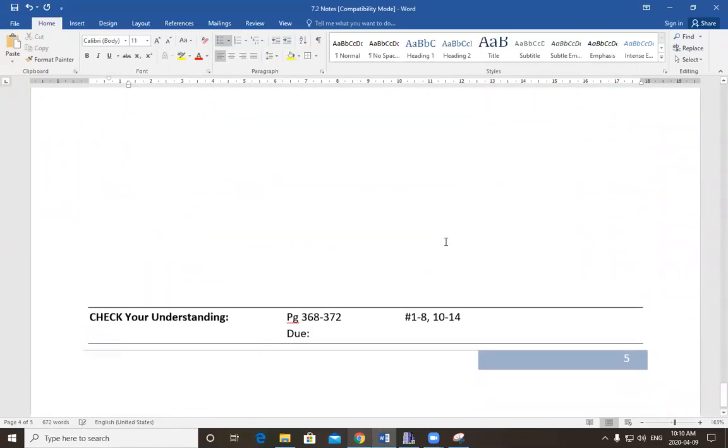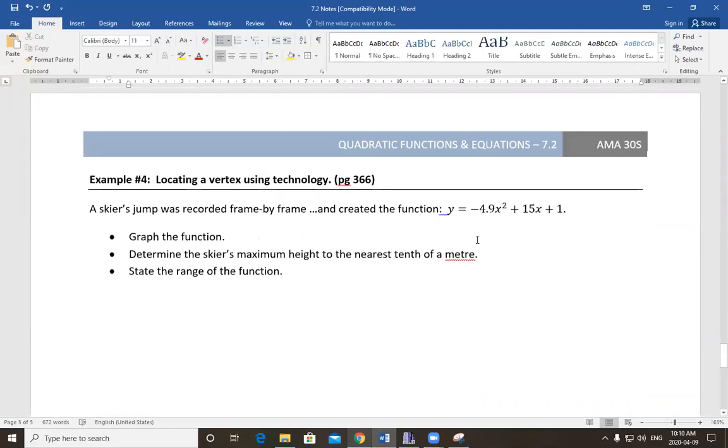All right. Solving a contextual problem. So we have a ski jump. A skier is jumping, and the function is this. So that's obviously their height versus time, probably. So this would be down here. I'm going to write x is time in seconds, and y is the height here in meters.